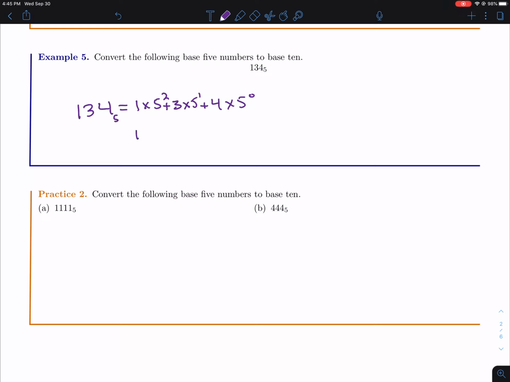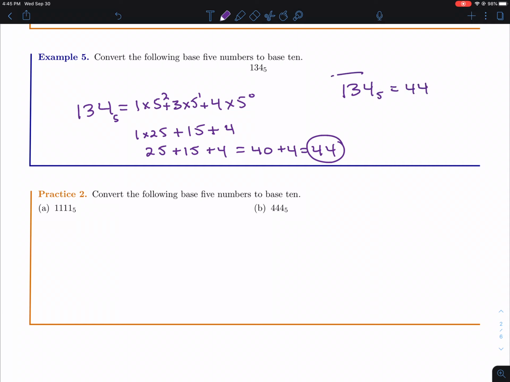So 1 times 5 squared is 1 times 25, plus 3 times 5 is 15, plus 4 times 5 to the 0 is just 4 times 1, so just 4. 1 times 25 is 25. So 25 plus 15 is 40, plus 4 looks like we're looking at 44 base 10. So 134 base 5 would be the same thing as 44 base 10 in this case.